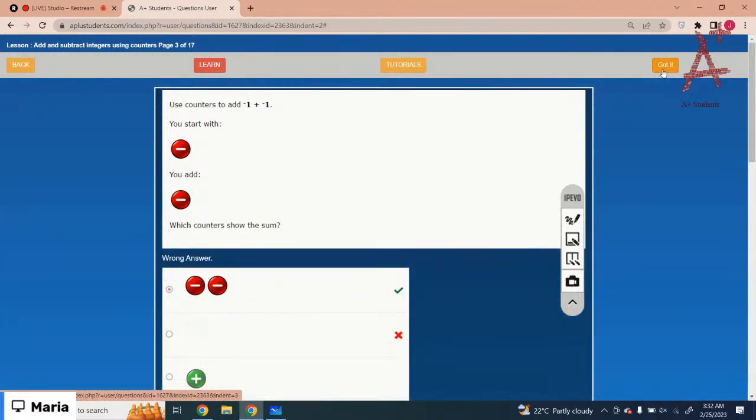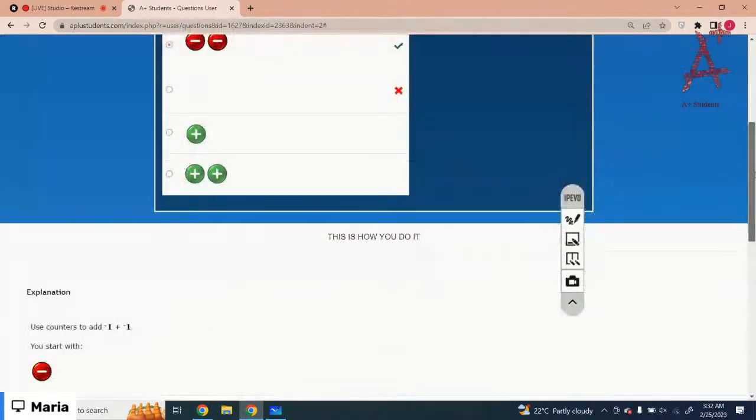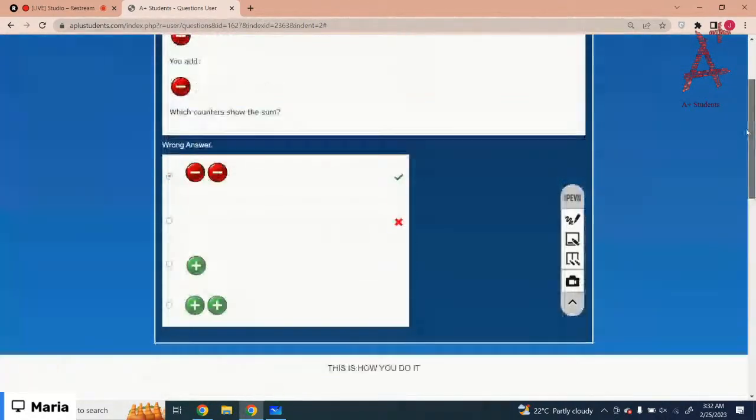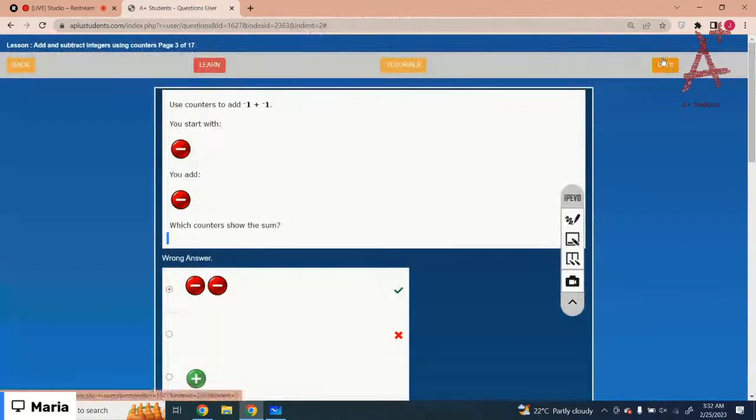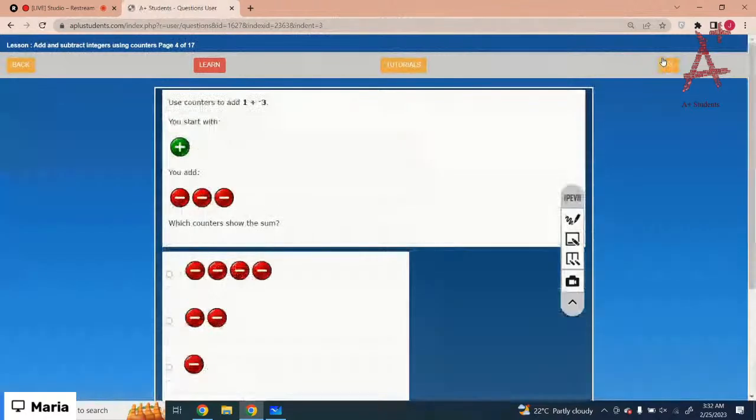Okay, the next one is two negative counters. Oh, you are adding. Got it? So it would be the first two counters, because you are adding. Adding means you have to add those counters. So it would be the first option. Two negative counters it is.